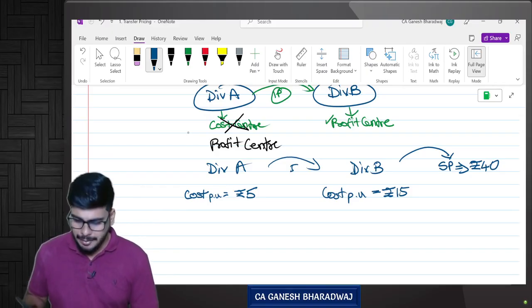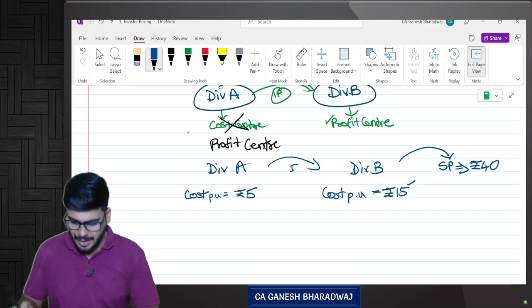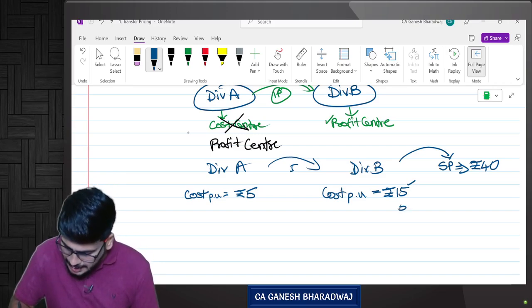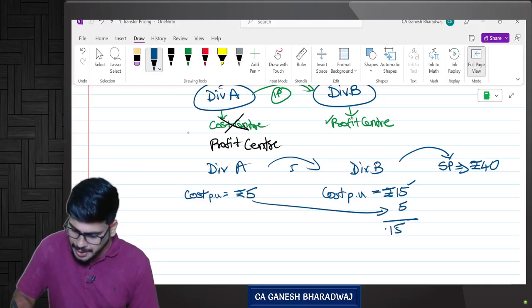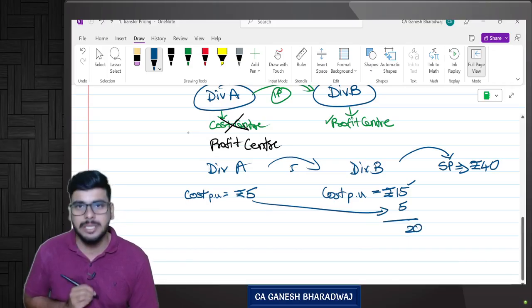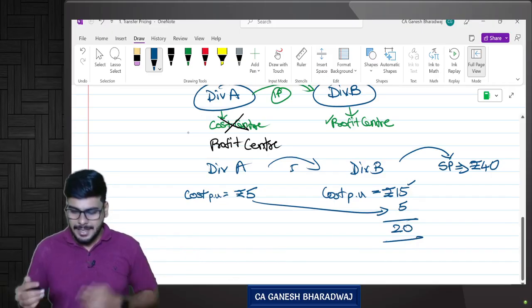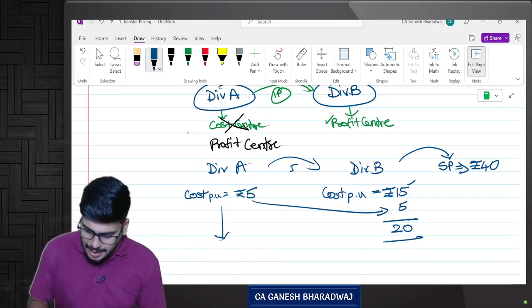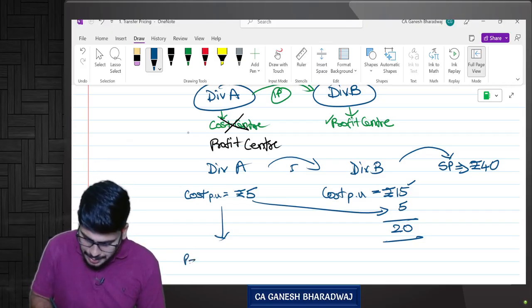So now division B incurs 15 rupees of soft drink manufacturing, plus for this empty bottle they incur 5 rupees. Overall, division B incurs 20 rupees of cost. So division A will have zero profit. Why? It transferred at 5 rupees and the cost was also 5 rupees. So the profit is equal to 0.